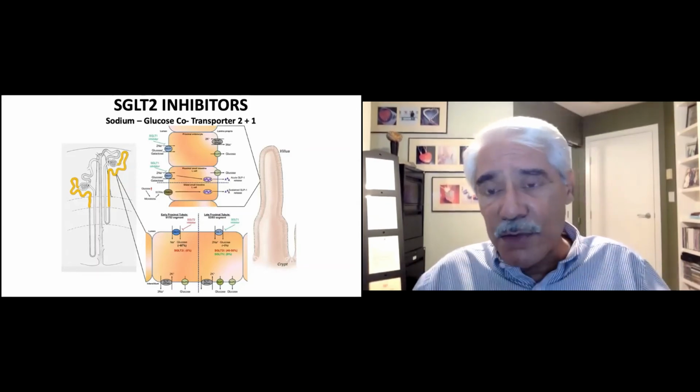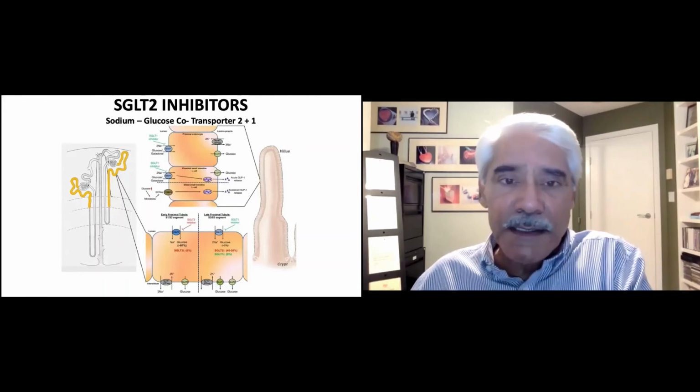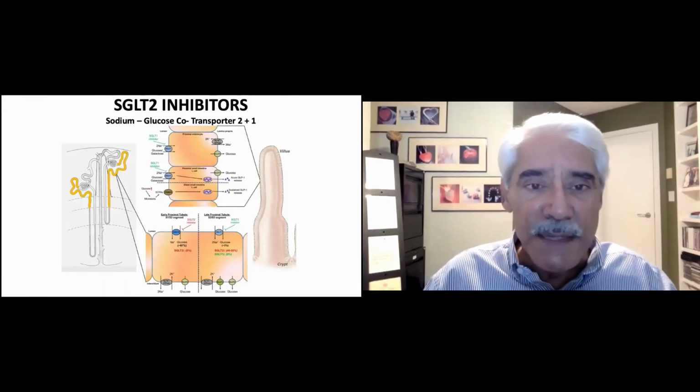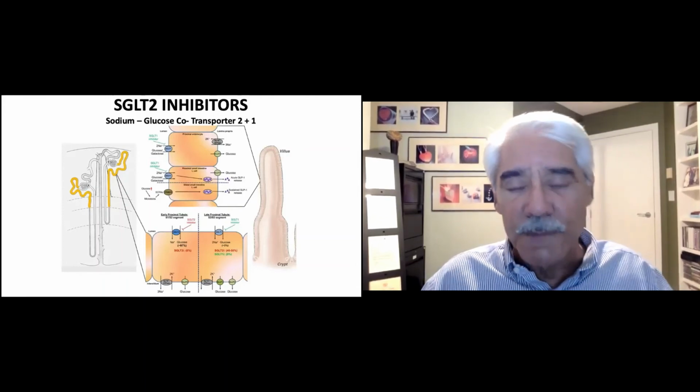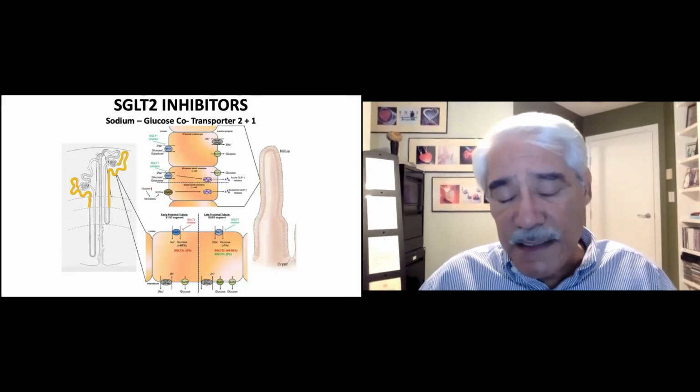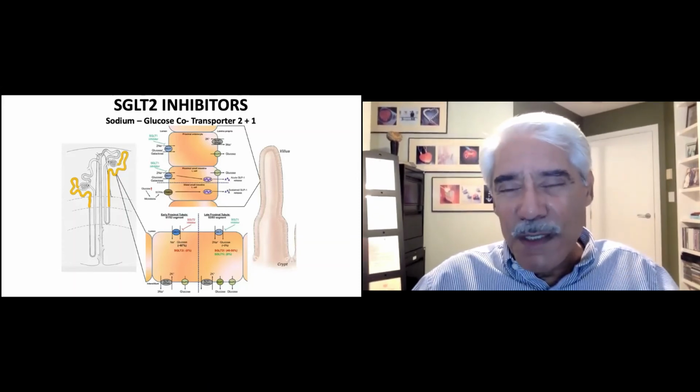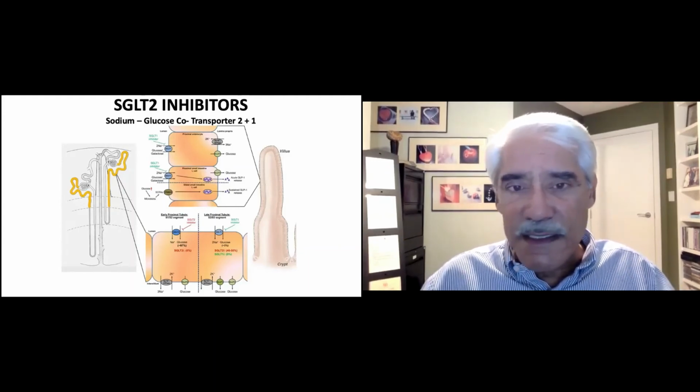And that's the reason it was used in diabetics. It would clear the glucose from the blood and excrete it in the urine by preventing its reabsorption in the proximal tubule. And it turned out that, yes, it did that, but it lowered the blood glucose only slightly, and hemoglobin A1C was decreased slightly.